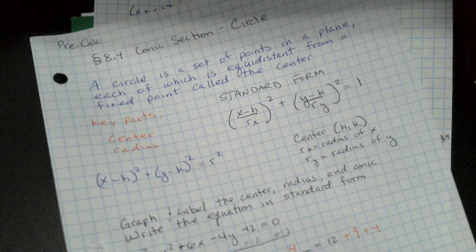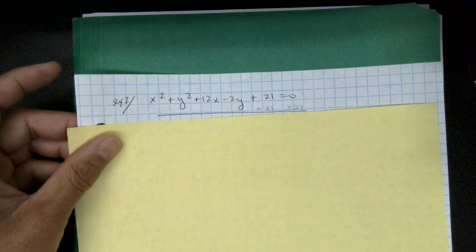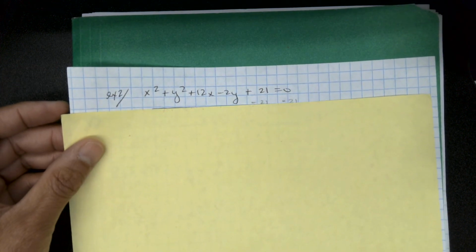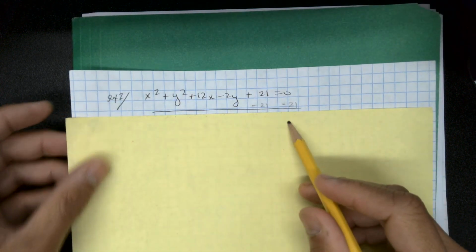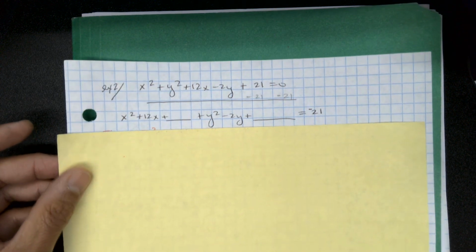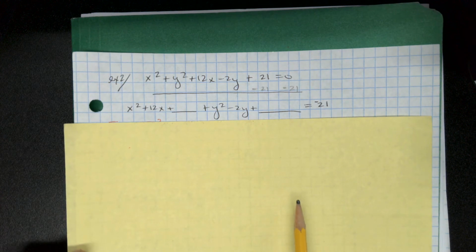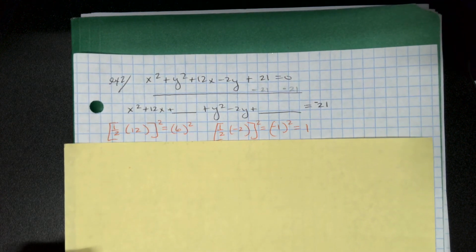All right, next problem. We have example 2. We have x squared plus y squared plus 12x minus 2y plus 21 equals 0. Subtract 21 from both sides, and we'll just continue with the process. Group the x's together, group the y's together. Our constants on the right side, we will complete the square.